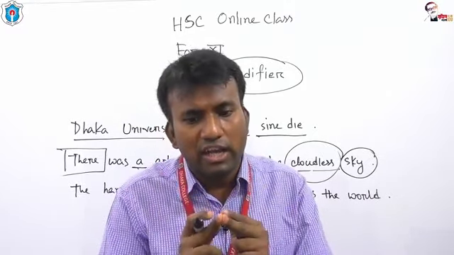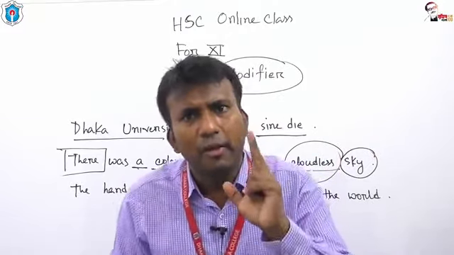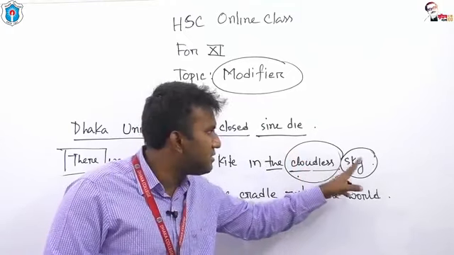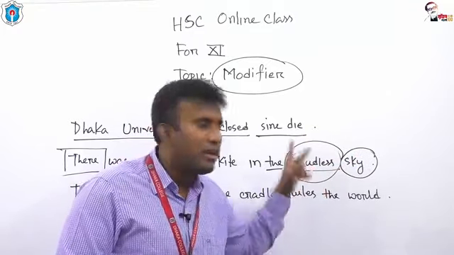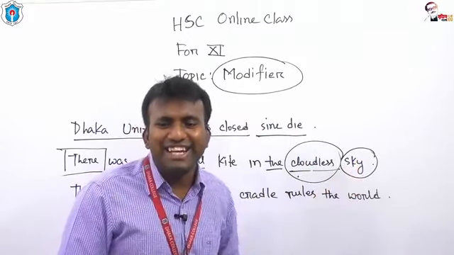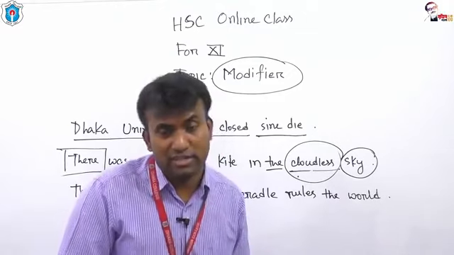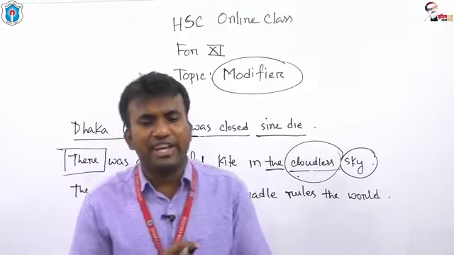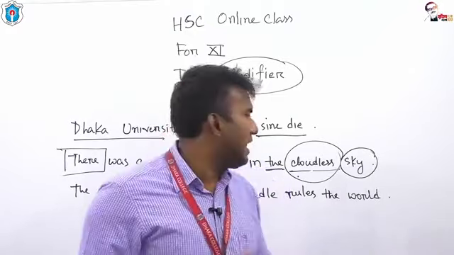If any word influences any other word in a sentence, it will be modifier. In that case, cloudless is a modifier, okay, because it modifies sky. Sky is a noun, that's why cloudless is an adjective, and cloudless qualifies noun. That's why adjective is called a qualifying word. Look at the. The is an article. Dear students, the is an article.